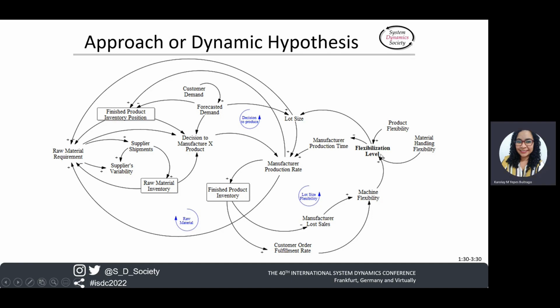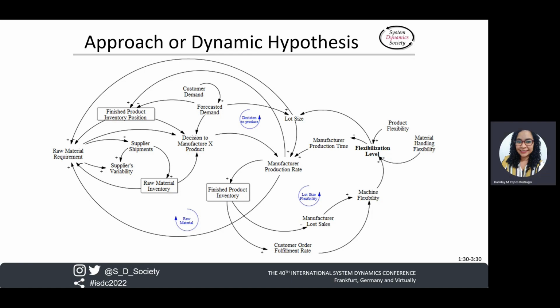The manufacturer production rate also affects the raw material requirement and the supplier shipments, affecting the supplier's variability. Also, the raw material inventory affects the decision to manufacture product 1 or product 2. Moreover, demand is considered as a driver of flexibility, and the manufacturer's ability to detect, react, and preempt change by forecasting demands affects the lot size. The higher the demand, the higher the lot size of product 1 or product 2.